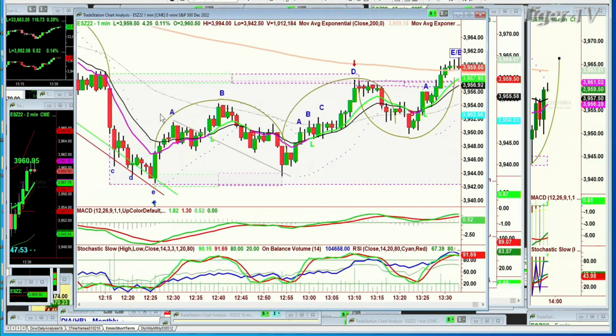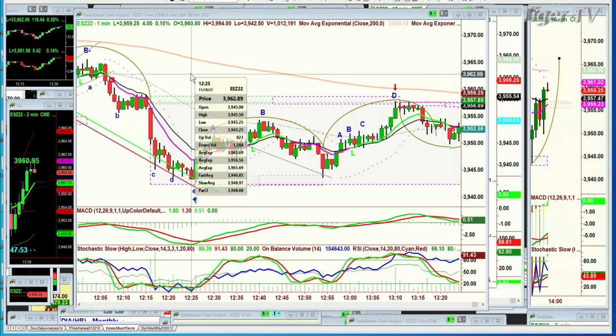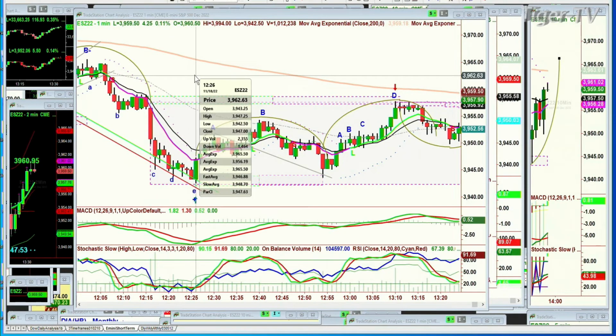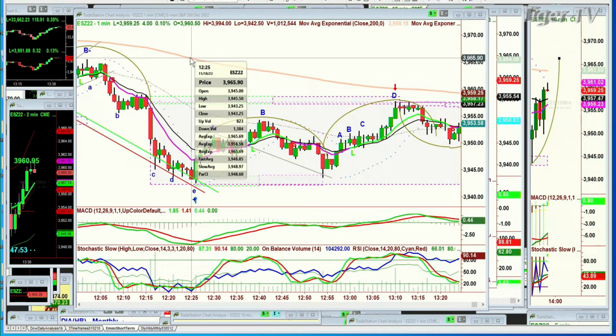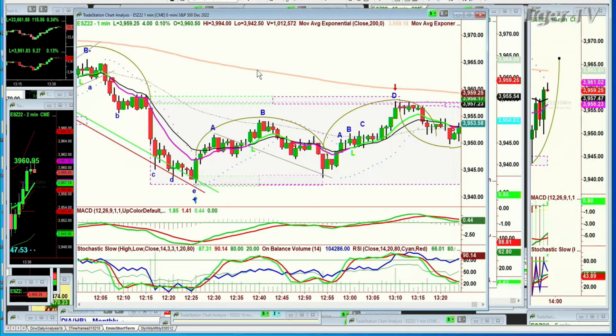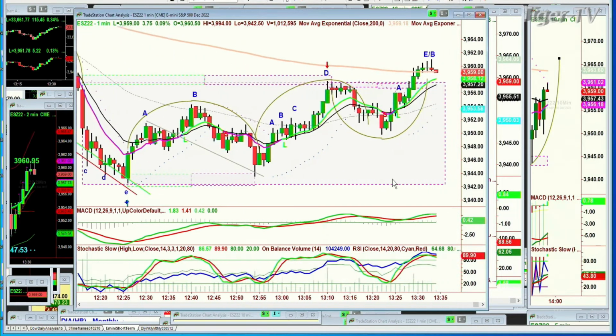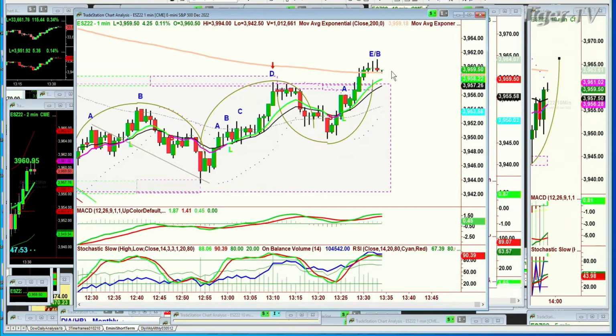Did I care about it at 12:26 this afternoon, 26 minutes past 12, when the S&P was down at 39.42.50? No, because this was way up here at 39.65. But now it's important. Look, hugging the 200-period moving average is as important as any indicator that you could ever have.